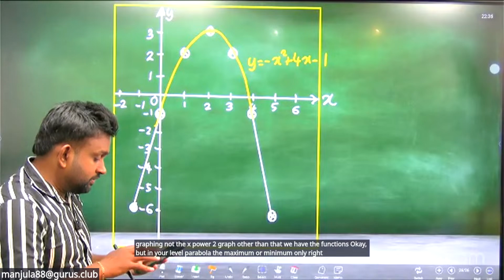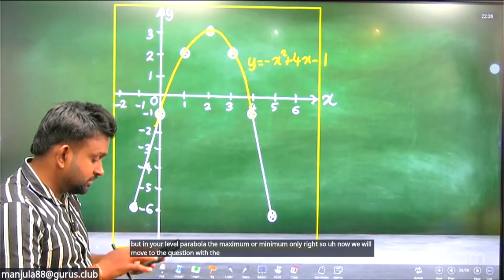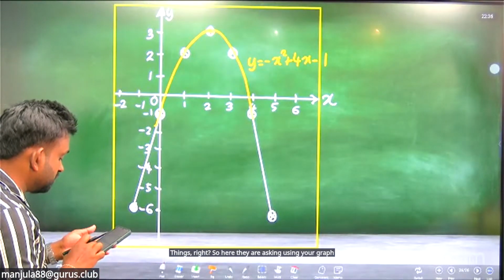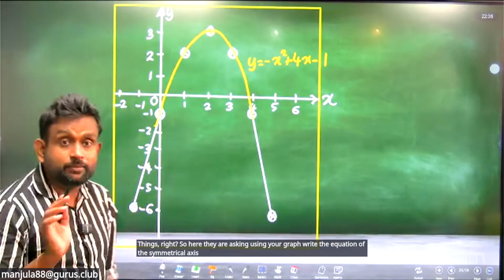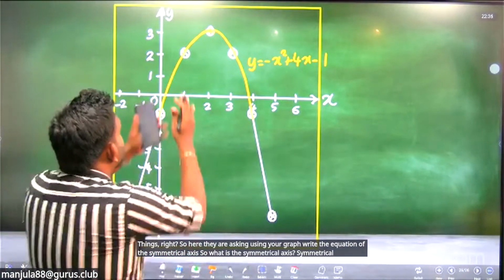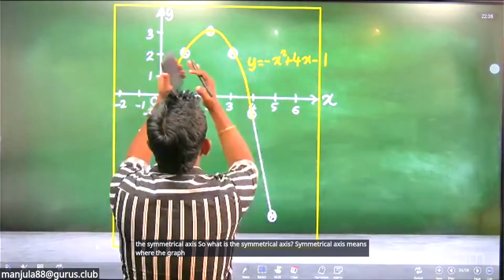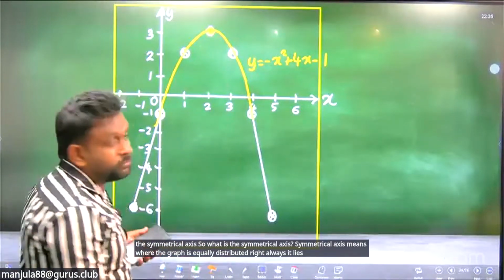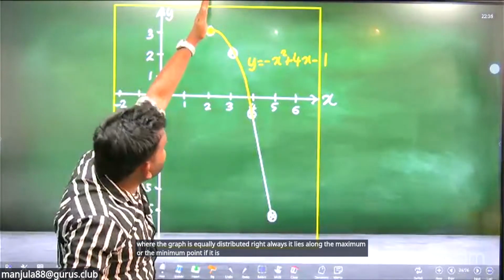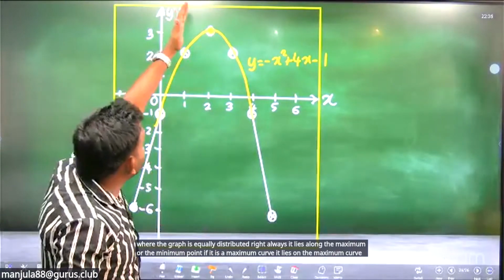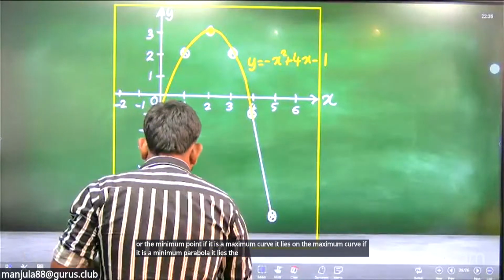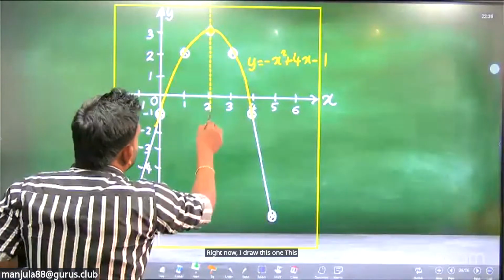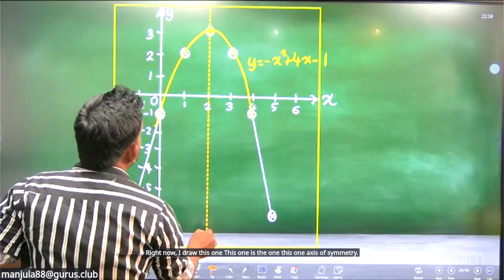So now we will move to the question. With the questions we will discuss the things. Here they are asking, using your graph write the equation of the axis of symmetry. So what is the axis of symmetry? The axis of symmetry is where the graph is equally distributed. It always lies along the maximum or the minimum point. If it is a maximum curve, it lies on the maximum point. If it is a minimum parabola, it lies on the minimum point. Now I draw this one. This is the axis of symmetry. Okay, I drew it.